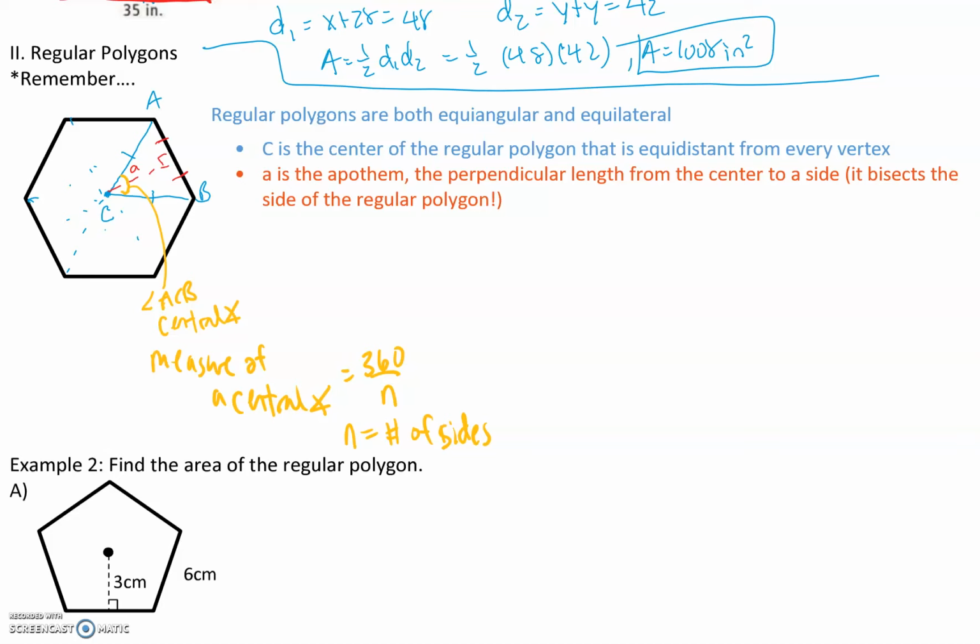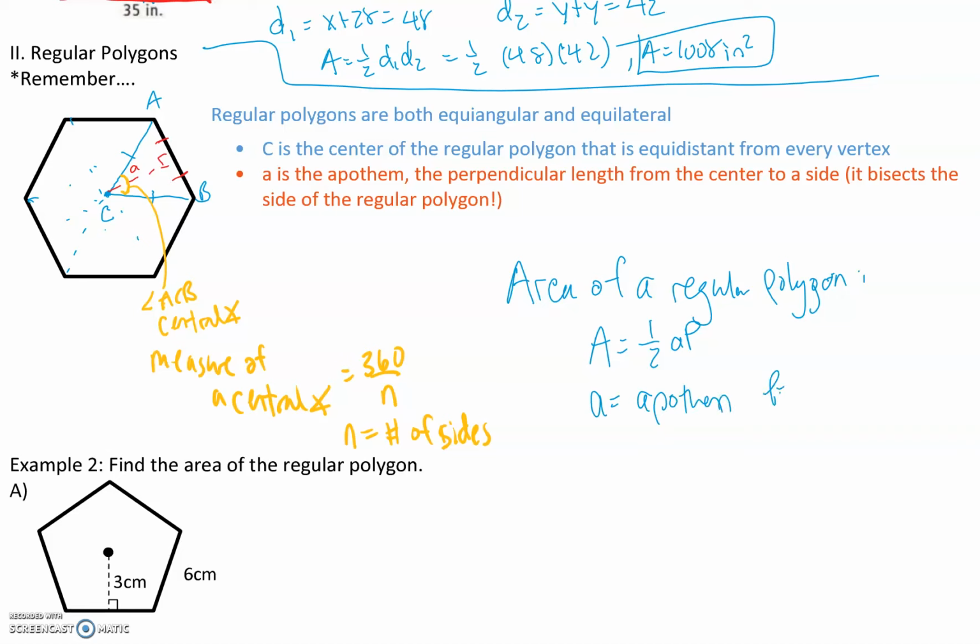So if the area formula for a triangle is 1/2 base times height, and I have 6 of the same bases, the area of the polygon is 1/2 apothem times perimeter, where A is the apothem and P is the perimeter. Sorry for the messy handwriting. I'll write that P a little bit closer.